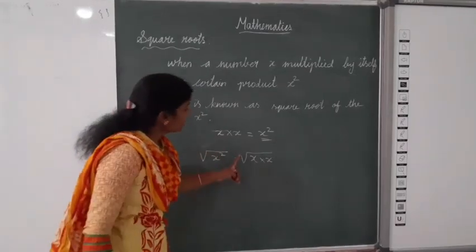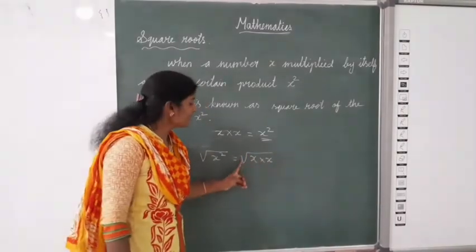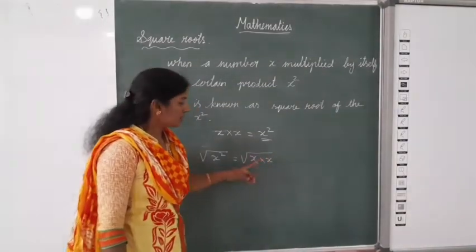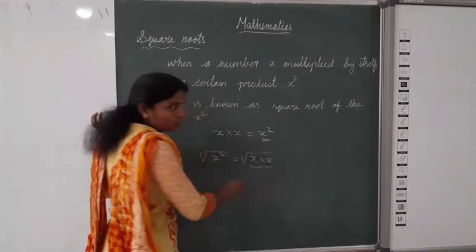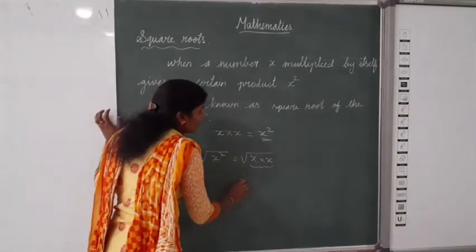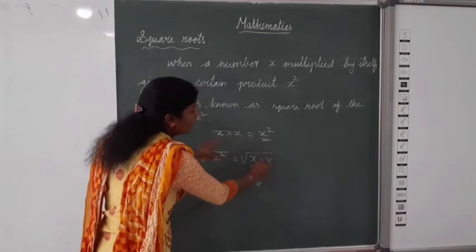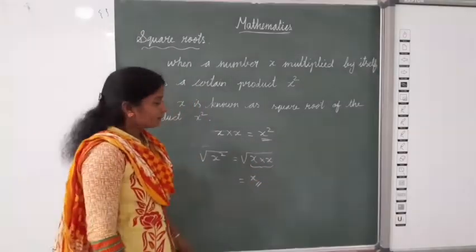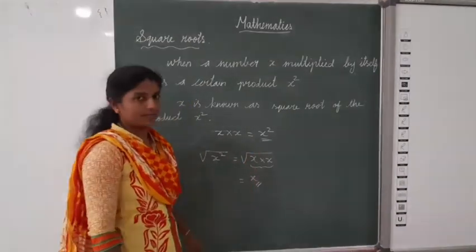Now, listen here. This symbol means we can read as square root. Square means 2. Here 2 in 1 take outside. Now we can remove the square root. Now we can write the answer is x. So square root of x square is equal to x.